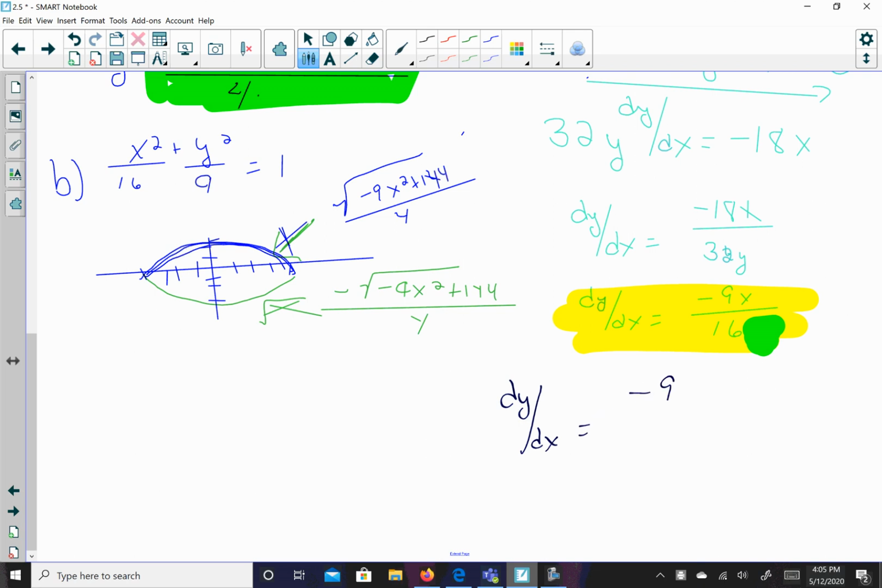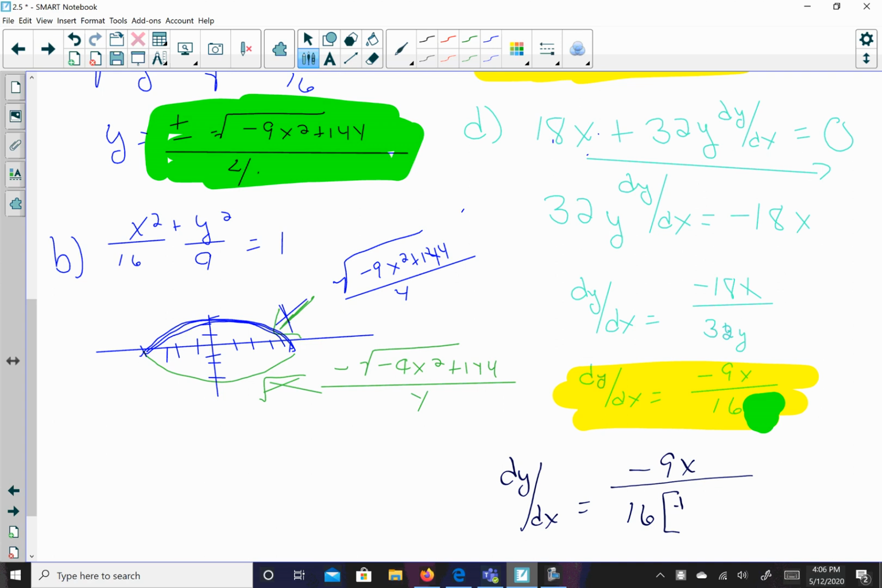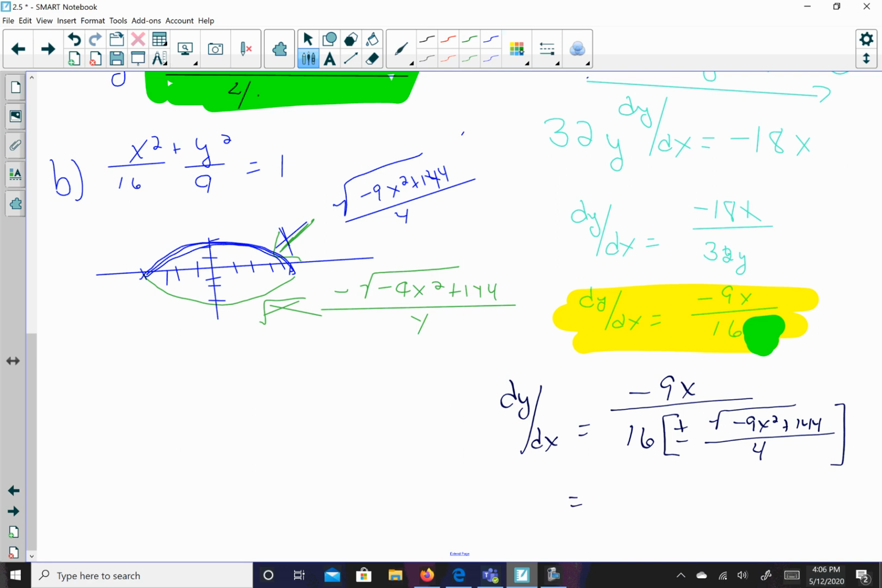So when I go down here, I'm going to write dy dx. Here's this negative 9x. Here's this 16. And in place of y, I'm going to write what y was equal to, which is plus or minus the square root of negative 9x squared plus 144, and this is all over 4. So the 16 and the 4 will simplify. This negative 9x will stay the same. This 16 and 4 will simplify to 4 times the square root of negative 9x squared plus 144.